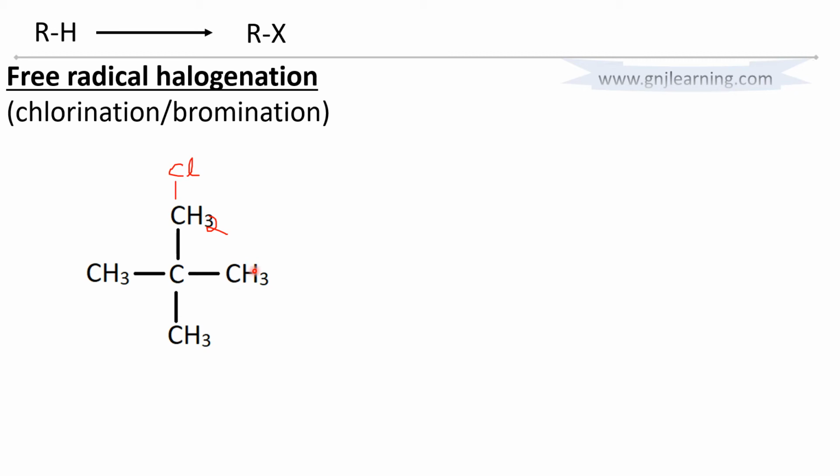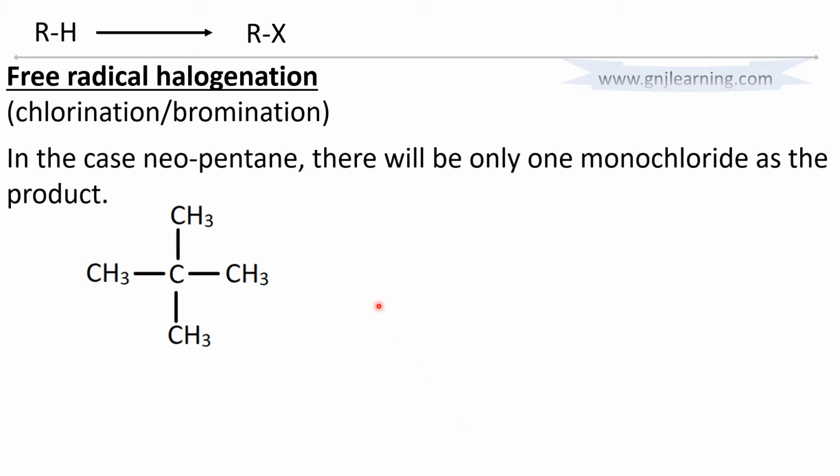In the previous slide we have seen that there are two types of mono substituted compound, but here there will be only one type of mono substituted compound. So that is neopentane or 2,2-dimethyl propane. In the case of neopentane there will be only one monochloride as the product. So monochloride means one substitution. But if you are exposing it for quite some time, there will be polychlorides.